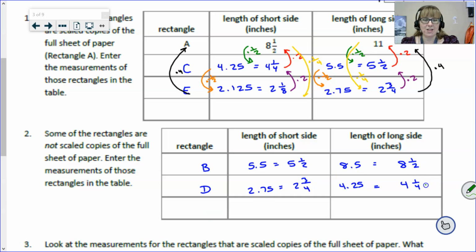And again, we can see that 4 1/4 doubled is 8.5, and 2 3/4 doubled is 5.5. Which means that if I'm going in that reverse order, I'm going to be seeing that if we multiply by 1/2, we're going to be scaling it down.